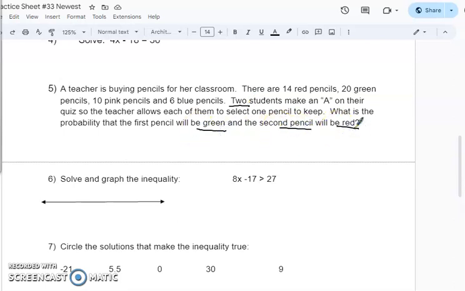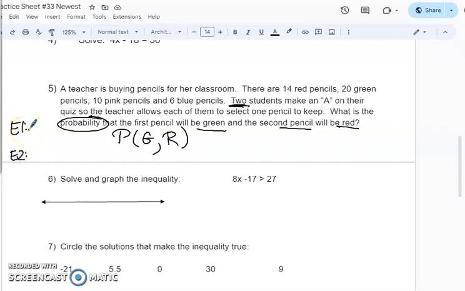Okay, so what is the probability of how many things? 2 things. Okay, hopefully this looks familiar. I need 2 things. What do I want first? Green. What do I want second? Red. Okay, 2 things. Okay, so we do E1, E2, multiply.